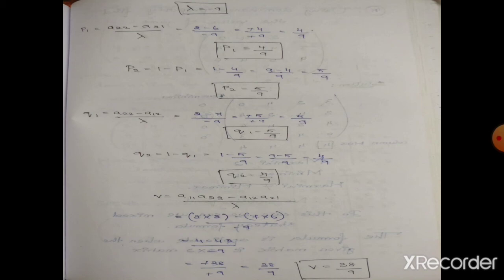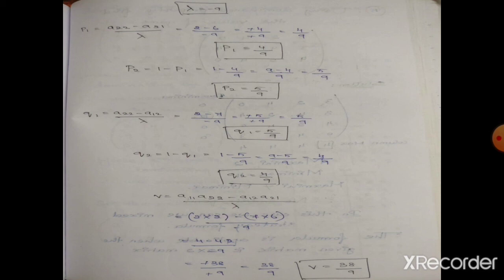Q1 is equal to A22 minus A12 divided by lambda. So substituting the values, 2 minus 7 divided by minus 9. That is equal to minus 5 by minus 9. That is equal to 5 by 9. So Q1 is 5 by 9. So Q2 will be calculated by using the Q1 value. So 1 minus Q1, 1 minus 5 by 9. So 9 is your LCM, so 9 minus 5 divided by 9. Therefore 4 by 9 is your Q2 value.